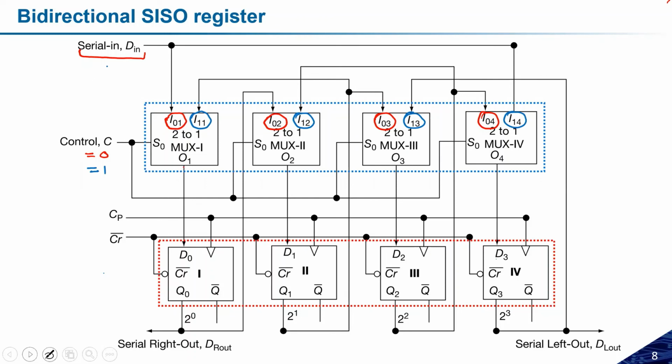Let me write a few things here that will be important. If C is equal to 0, it means the input is given to D0, so it is a left shift register. If C is equal to 1, then it is a right shift register. This is the important thing that you should understand.